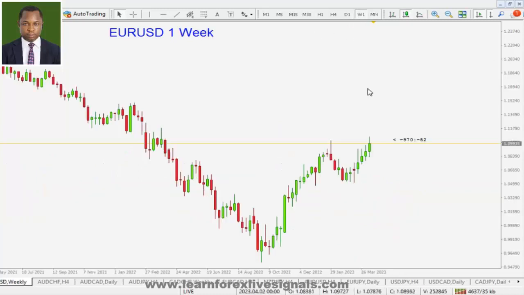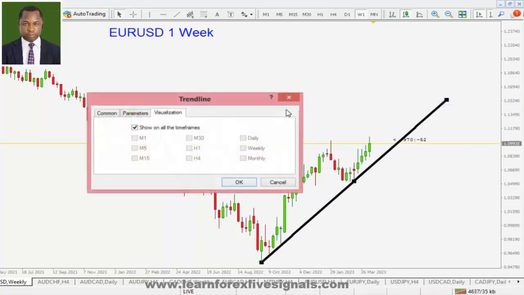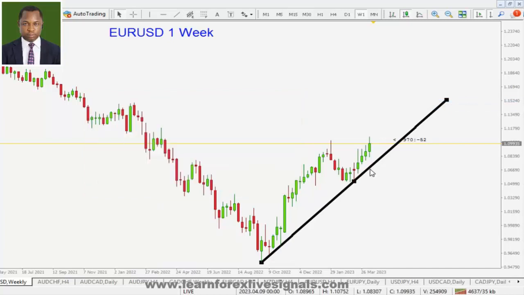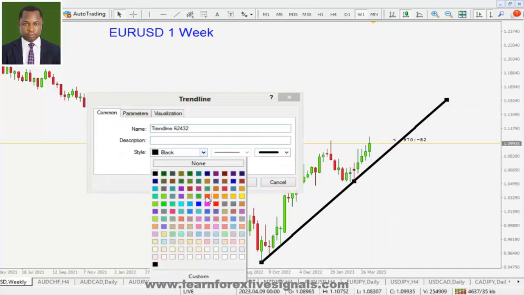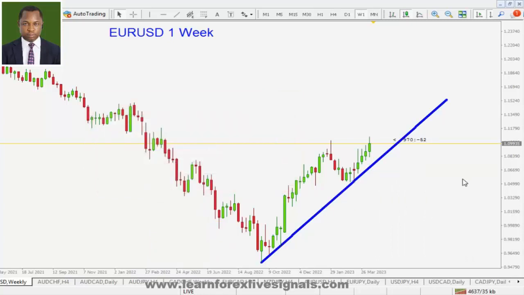Let's look into the weekly time frame. In the weekly time frame, we already have an established trend, so I'm just going to take it from the low. Right there is an established trend. I keep it within the weekly, daily and 4 hours, and of course change my color to blue. You can see how price has been respecting that level. Price is to the upside in the weekly time frame. We will be more interested in searching for short opportunities once price breaks this rising trend line.